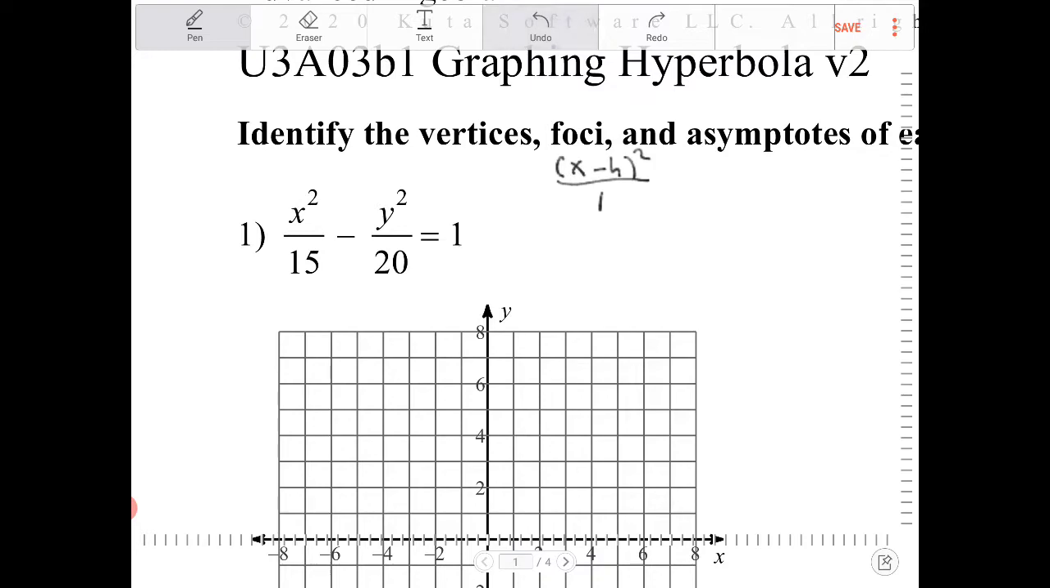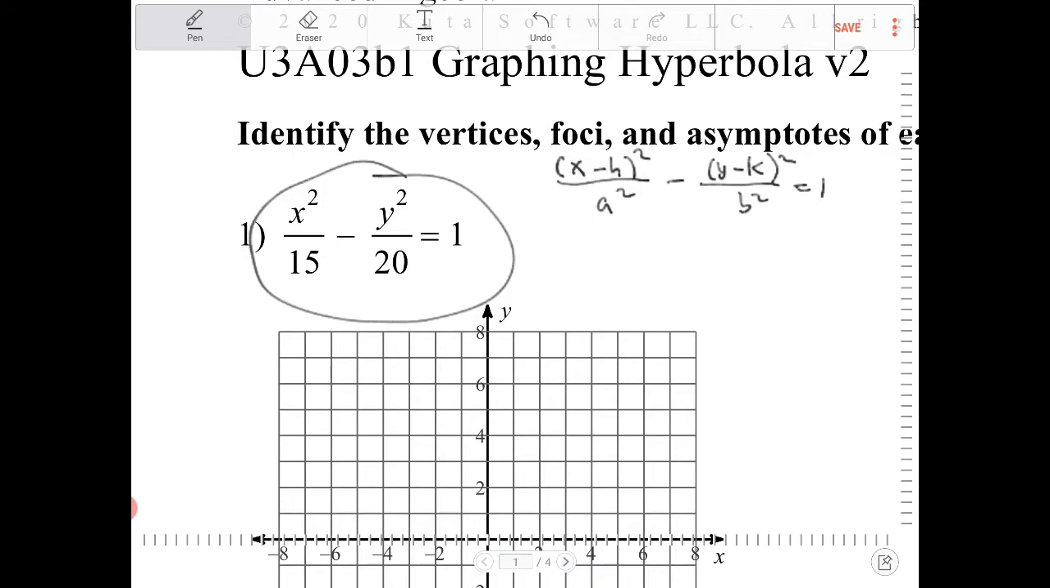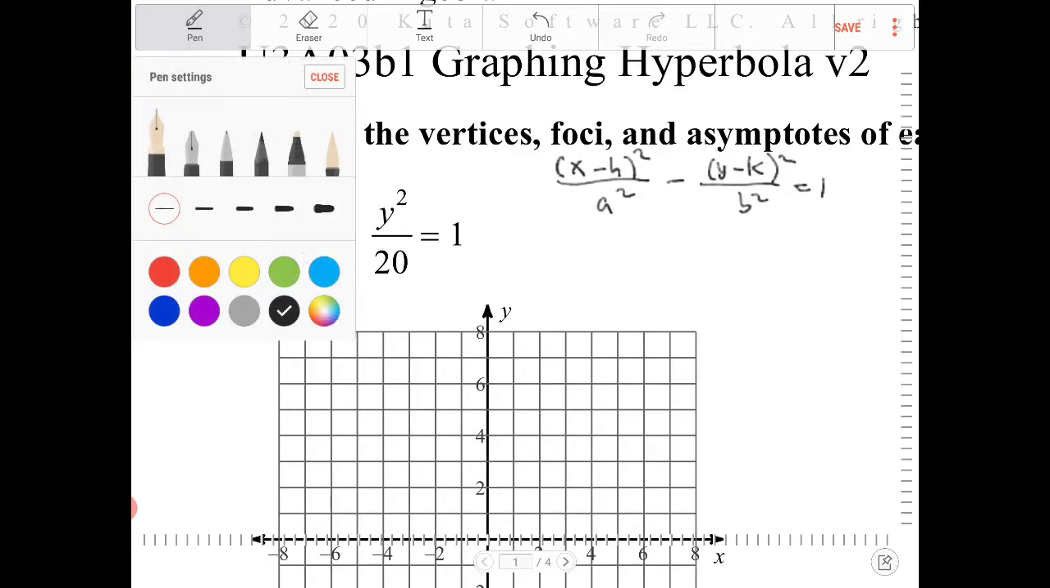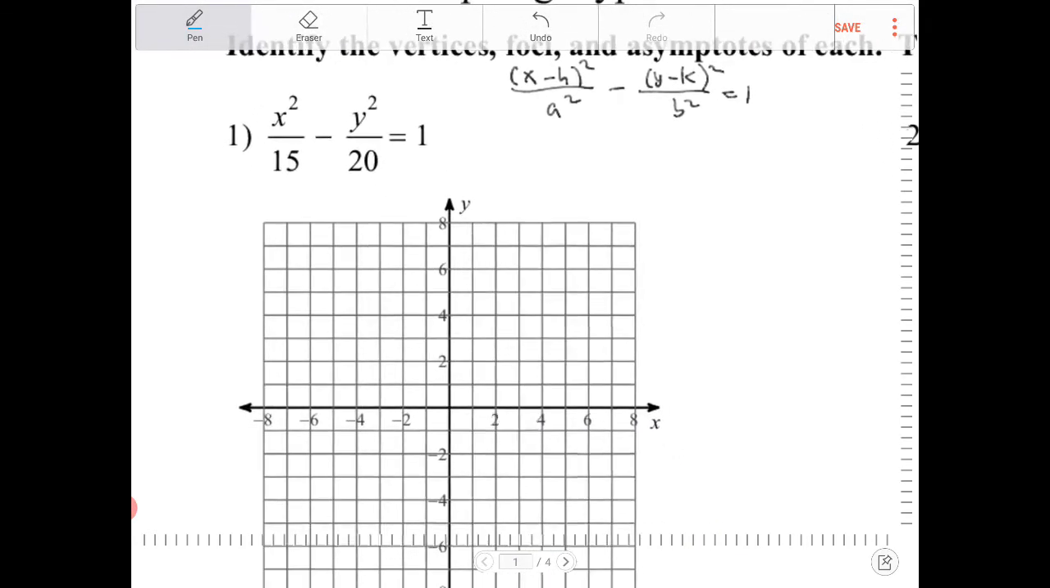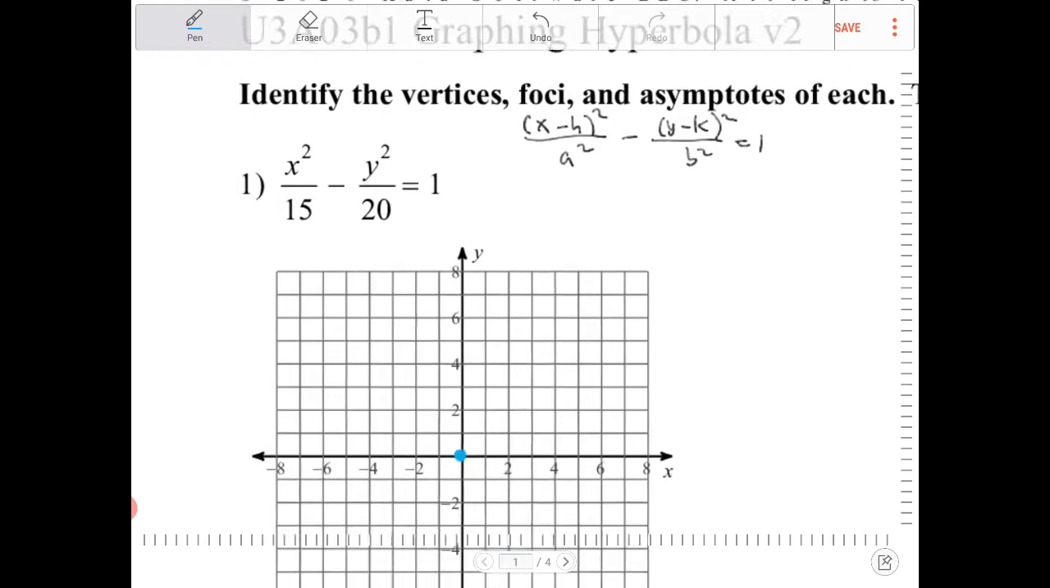Whoops, not 15, because I'm speaking in general terms. And it looks very, very similar. So by inspection right now, the way in which this equation is presented to us, the center has got to be located at 0, 0. So immediately I can tell how the hyperbola is going to be oriented. It's going to be at 0, 0.